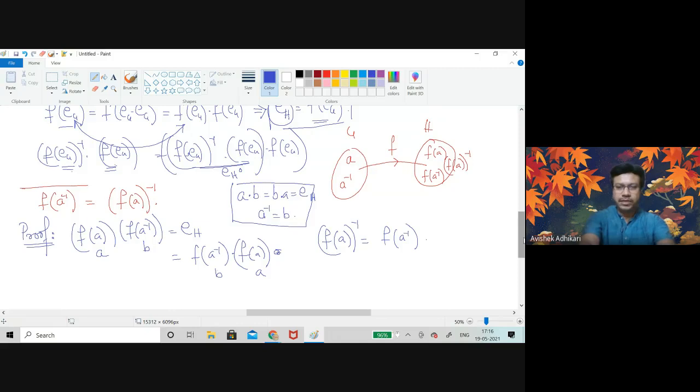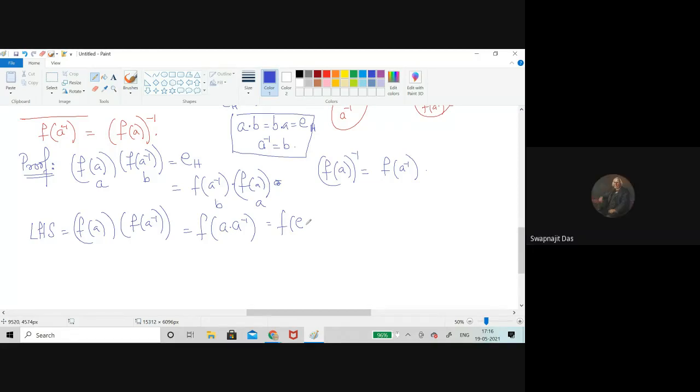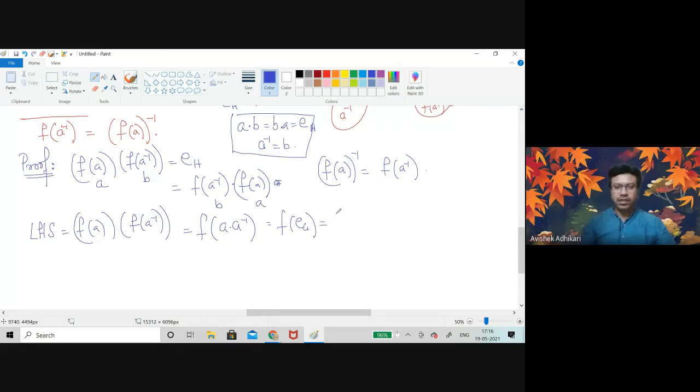So the proof is very simple. Start with the left hand side. Left hand side equals F(A) into F(A inverse). And this is a homomorphism, so F of A into A inverse. So this is F of E of, what should I write here? E of what? G. Very good. And just now we have seen that this is nothing but E of H. Similarly, we can also show that F(A inverse) into F(A) equals E of H. So the result is proved.